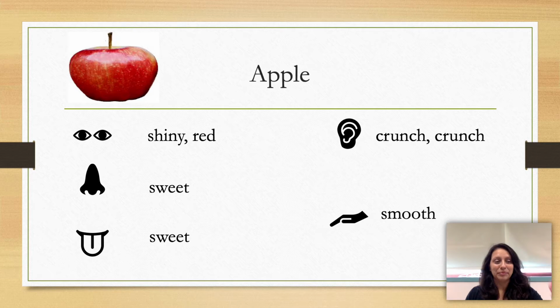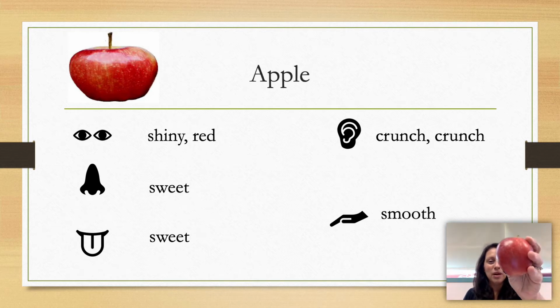Apple. I brought an apple, and I noticed that the apple in the picture, and the apple that's in my hand, is shiny, it's red, and I can use more words to describe the apple. What other words can you use to describe the apple?